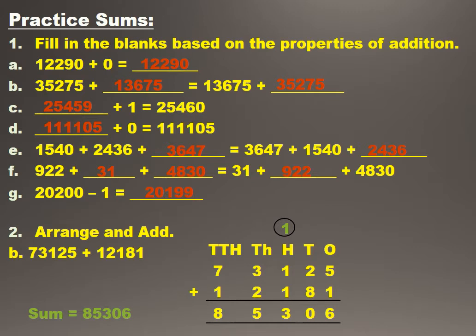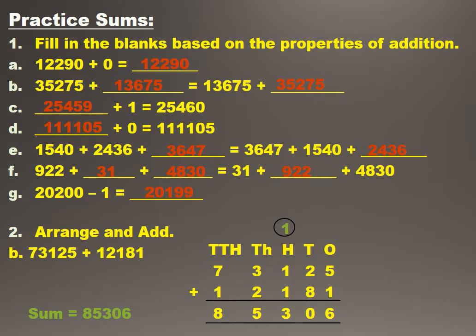Alright. Question number 2. Arrange and add. First question is given here, B part, which I have also taken from your book. 73,125 plus 12,181. Now add these two numbers. Place them on the number chart by placing ones from right hand side to left hand side. Ones, tens, 100, 1,000, 10,000. Now place the numbers 73,125 plus 12,181. This is very simple addition.